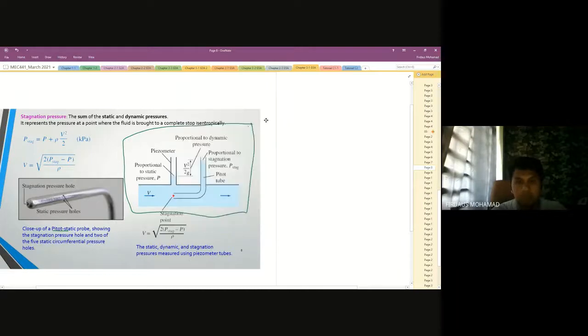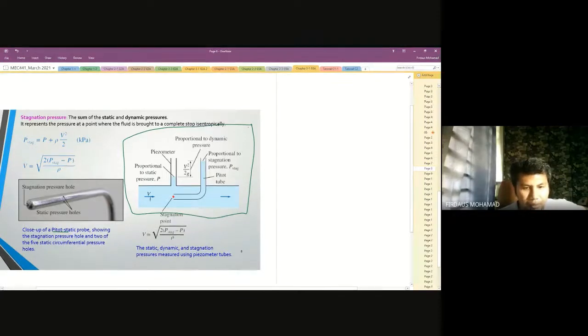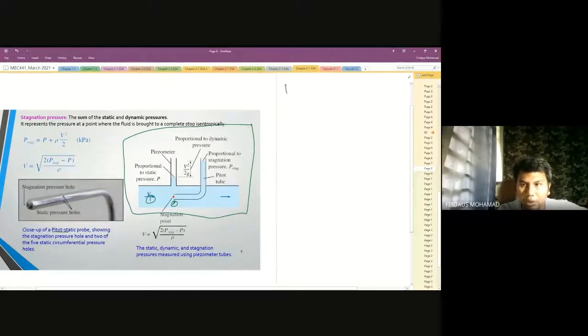Okay, so maknanya pitot tube ni pun sebenarnya guna Bernoulli equation. Okay, so how to find the stagnation pressure, velocity. So let's say this is point 1, this is point 2. Okay, point 2 ni where the stagnation pressure hole is located. Okay, so based on point 1 and point 2, we can apply the Bernoulli equation.